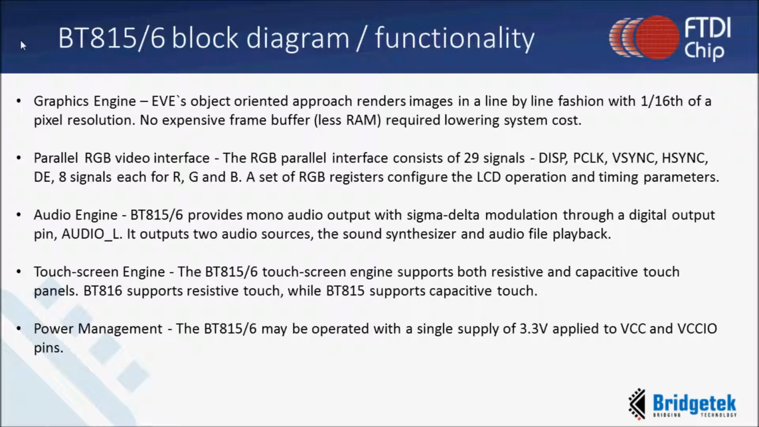This consists of 29 signals, including 8 each for R, G and B. RGB registers are used to configure LCD operation and timing parameters. Next we have our audio engine, which provides a mono audio output with sigma delta modulation through a digital audio pin. It can output from two sources: either the sound synthesizer on board or audio file playback.